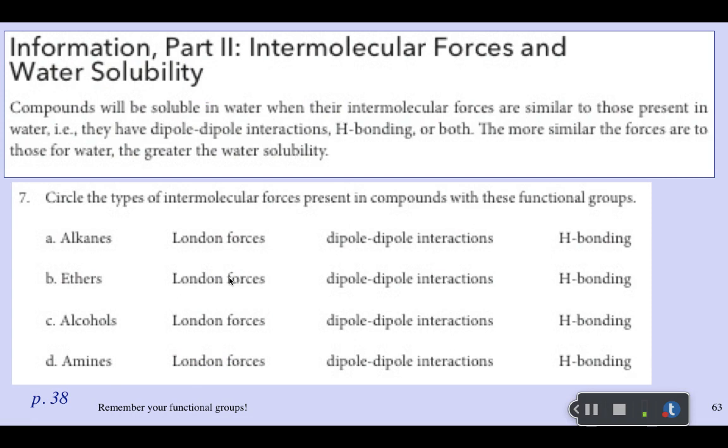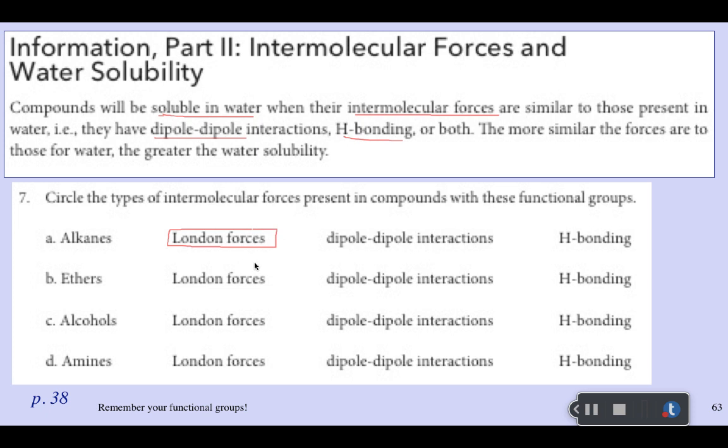Now, we need to come back to our summaries of the properties for the different types of compounds. And this is something we don't always pay attention to closely, but let's give it a shot. Compounds are going to be soluble in water when their intermolecular forces are similar to those in water. So if they're soluble in water, they have to have dipole-dipole interactions, hydrogen bonding, or both. And the more similar the forces are to those for water, the greater the water solubility. Let's take a look at the compounds that we have encountered so far. All right, so alkanes, do they have any hydrogen bonding? Nope. Do they have dipole-dipole interactions? No, they only have London forces.